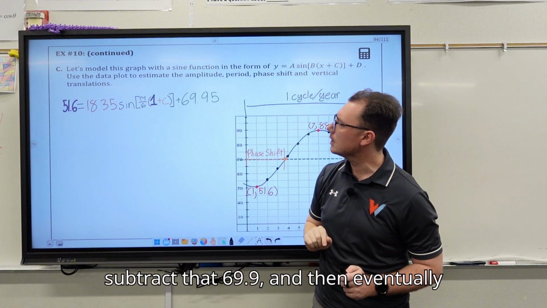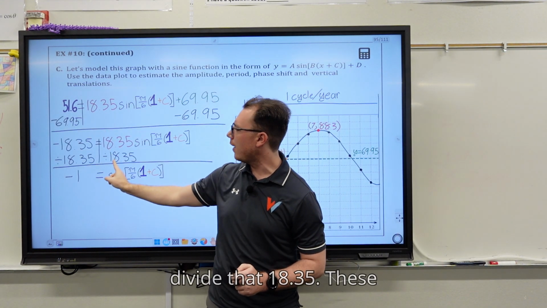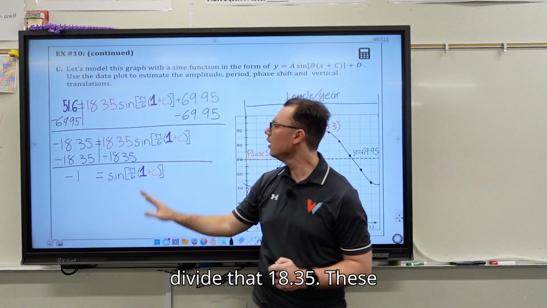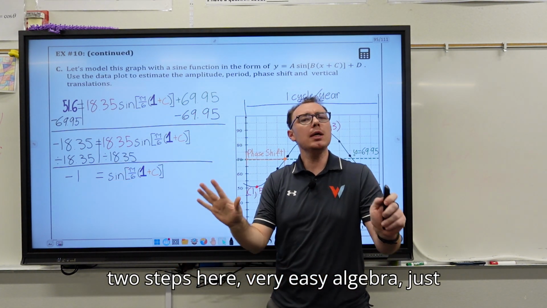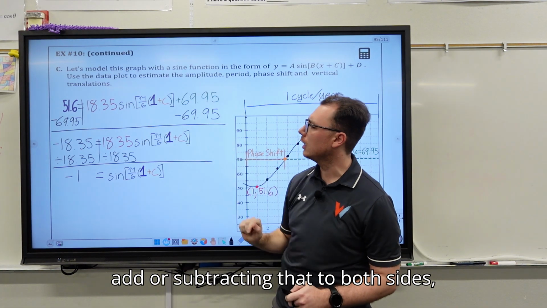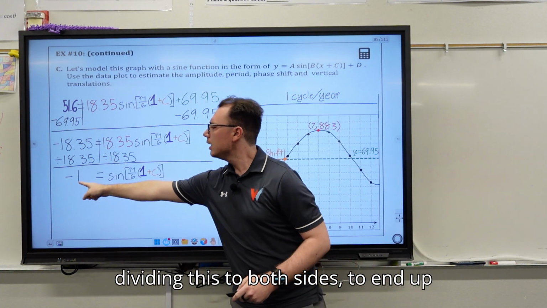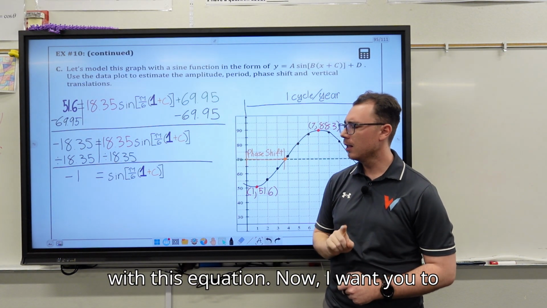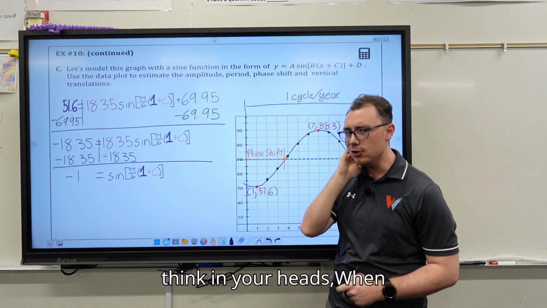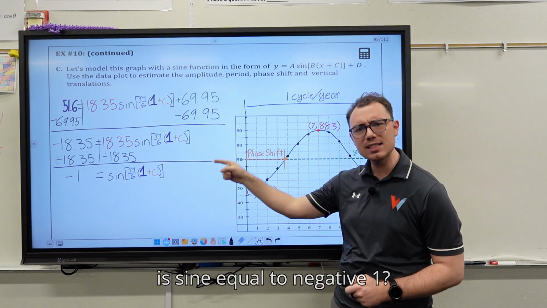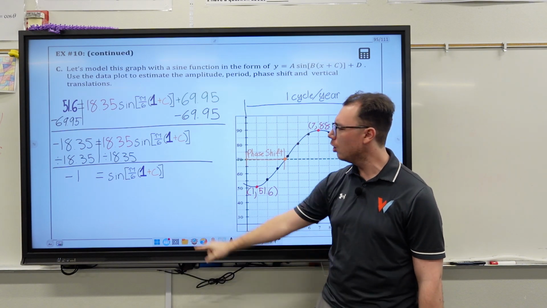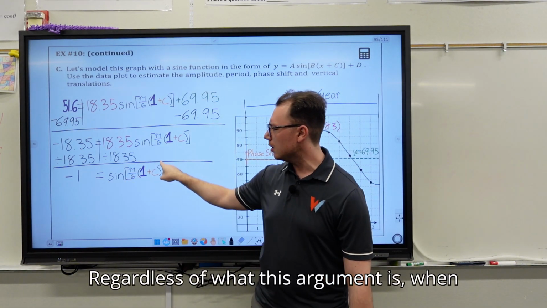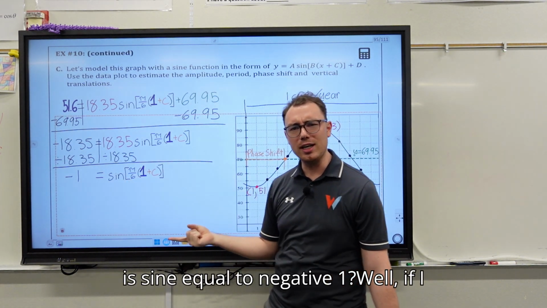We're going to subtract that 69.9 and then eventually divide by that 18.35. These 2 steps here, very easy algebra, just adding or subtracting that to both sides, dividing this to both sides, to end up with this equation. Now I want you to think in your heads, when is sine equal to -1? Regardless of what this argument is, when is sine equal to -1?